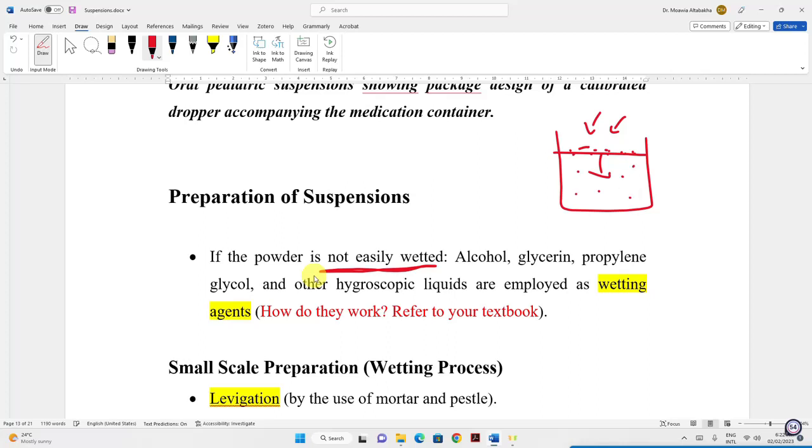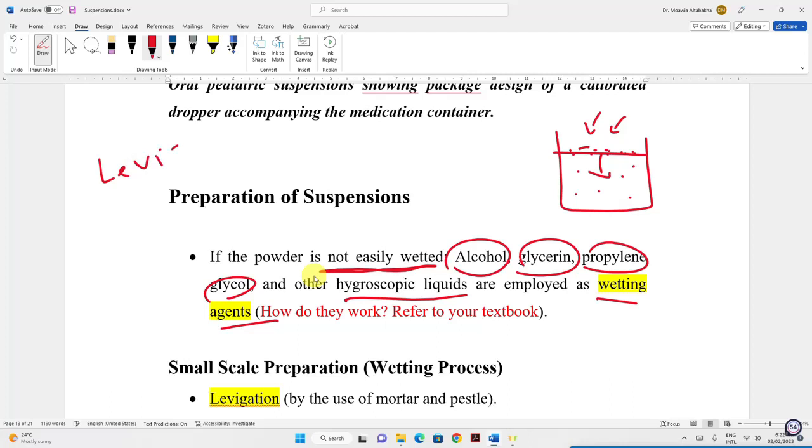One way is to add materials such as alcohol, glycerine, propylene glycol, or other hygroscopic liquids. Okay, we employ these as wetting agents. So how do we do it? On a small scale, remember in pharmaceutics 1, levigation. You take the particles in a mortar, you add the levigating agent like for example glycerine, and triturate.